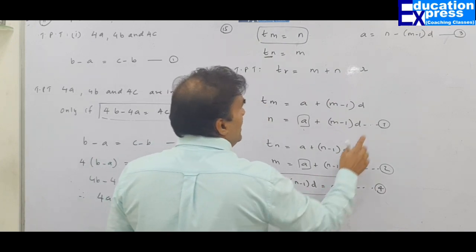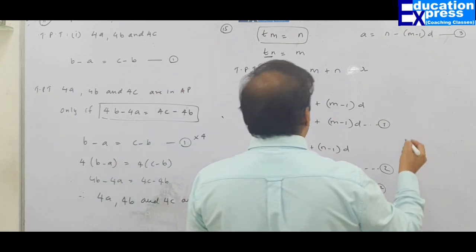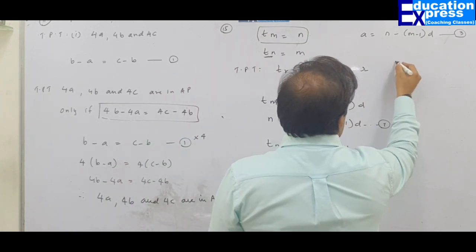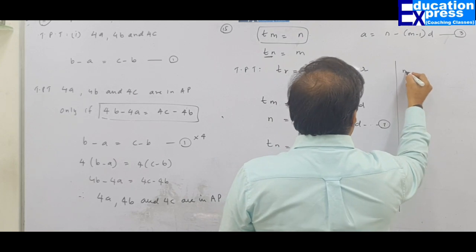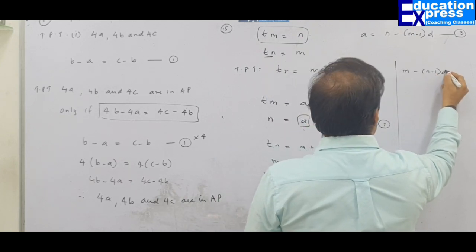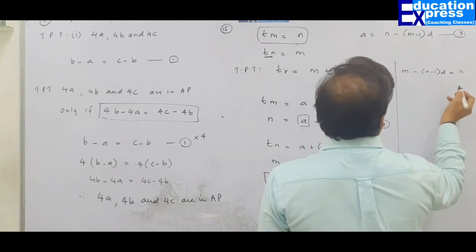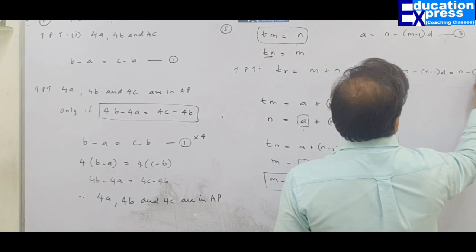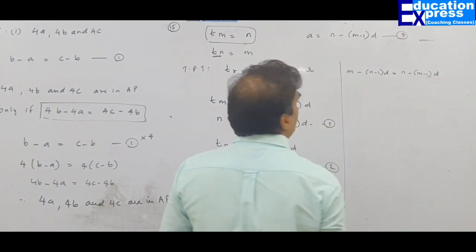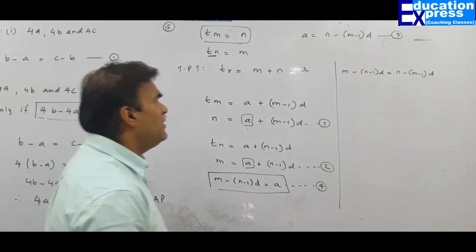This is A. Even this is A. If I equate both the A, what do I get? So if you equate both the A, you will get M minus (N minus 1) into D equal to N minus (N minus 1) into D. Sir, this is what you are going to do. Can we solve it further? Let us try.